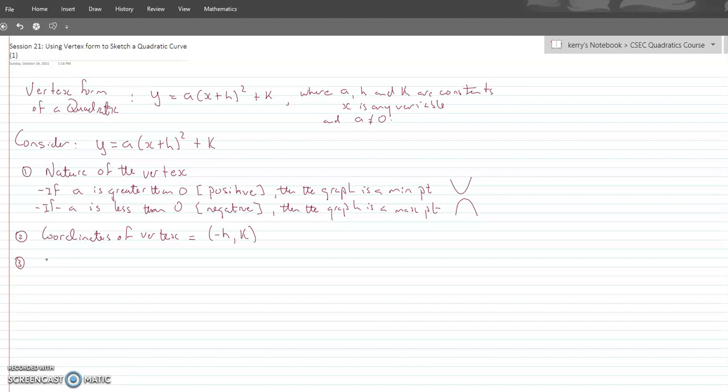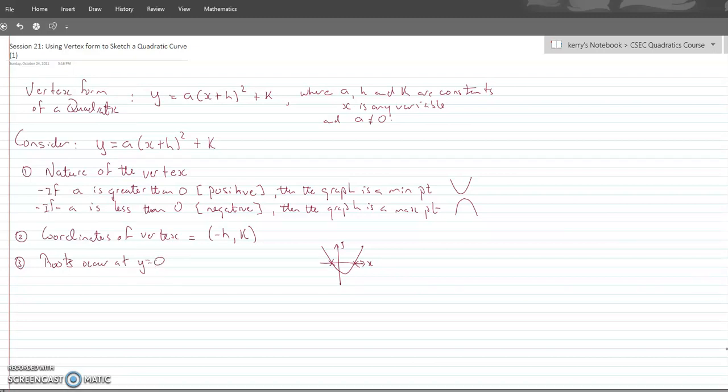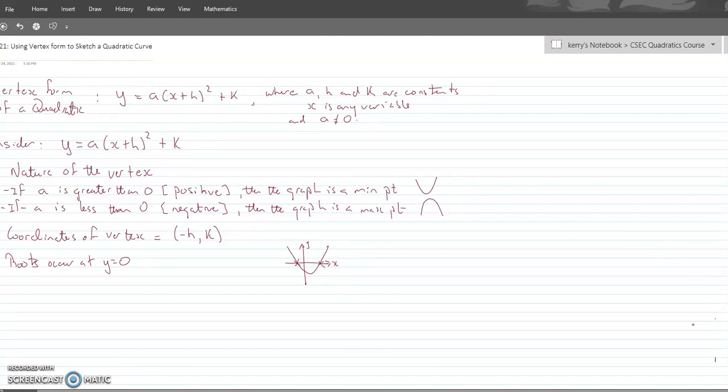The third one is for the roots. Now, how do we get the roots here? If we remember what the roots were, these values here, and here. Remember, these roots occur where y is 0, right? This is on the x-axis, so the roots occur where y is equal to 0. And the roots are x values. So how do we find the x values when y is 0?